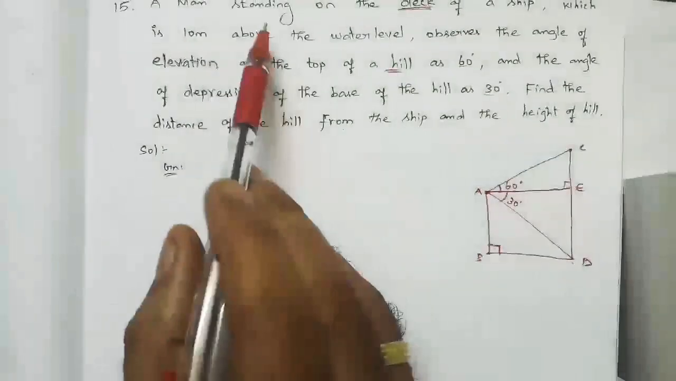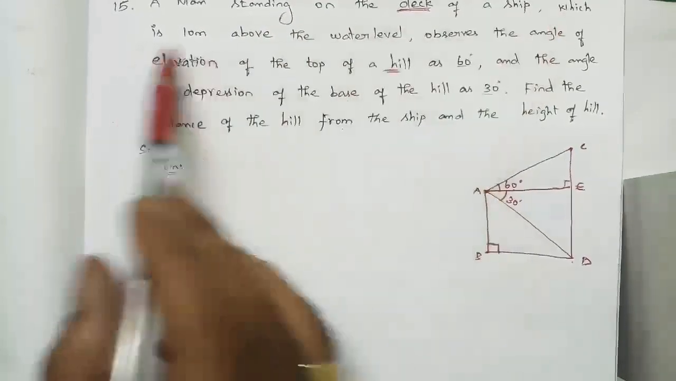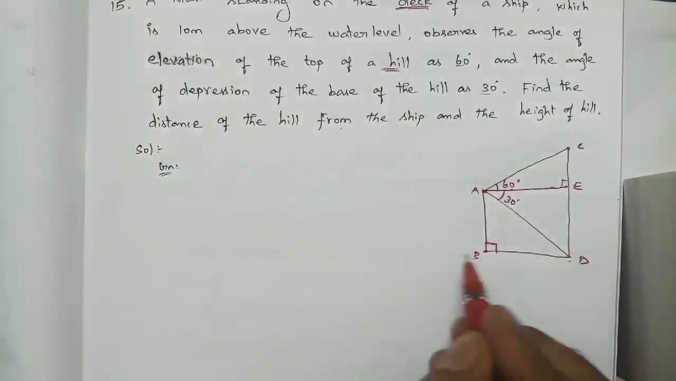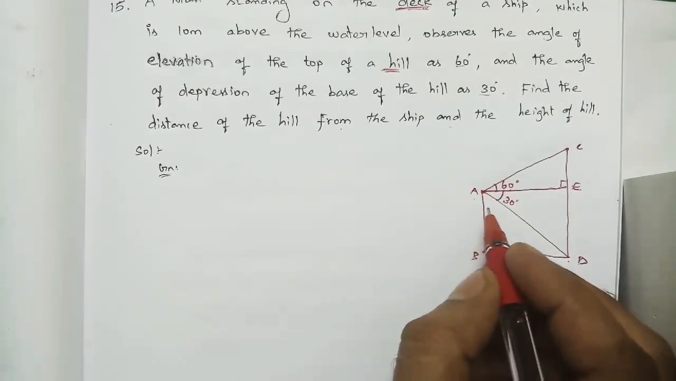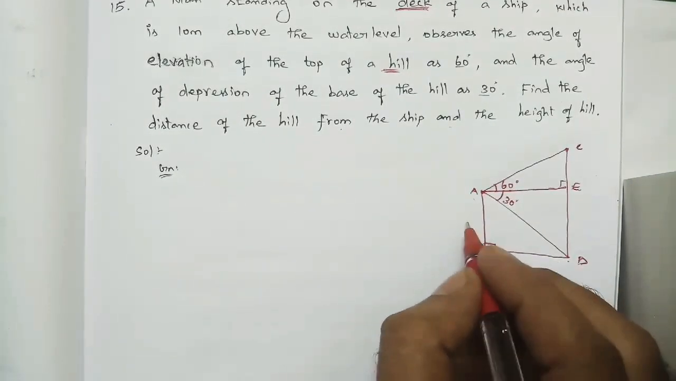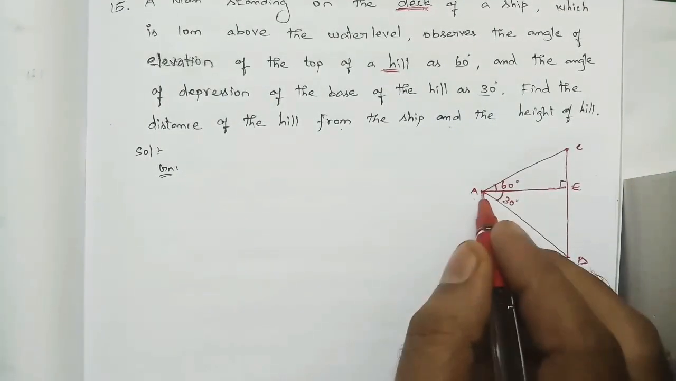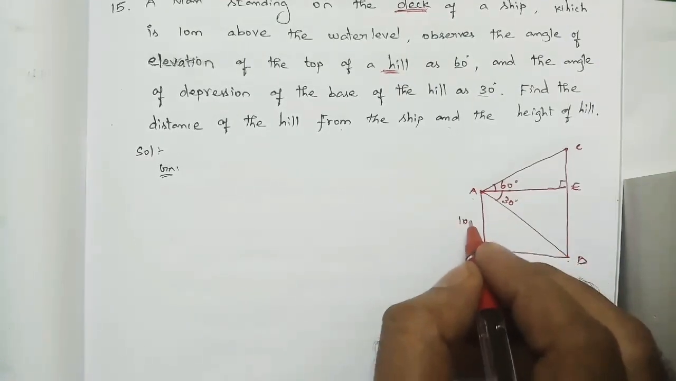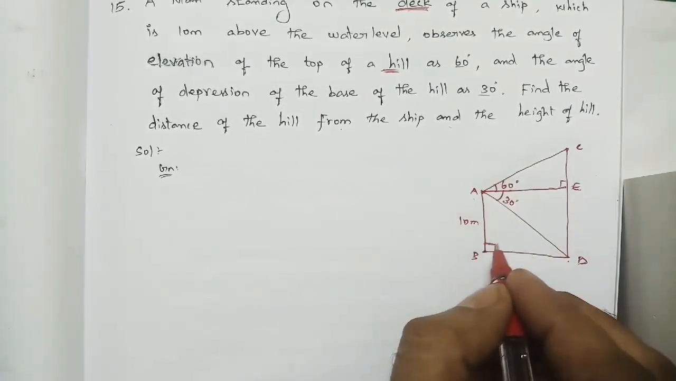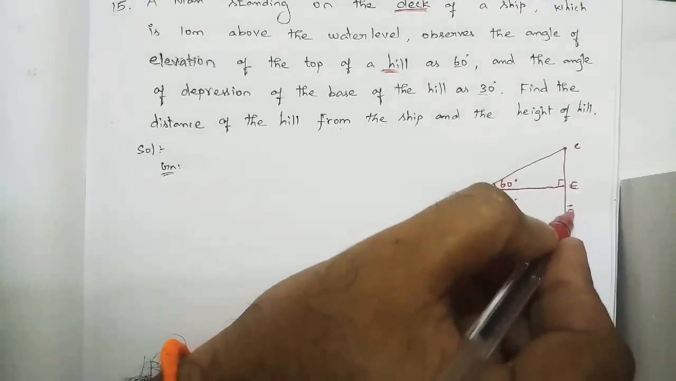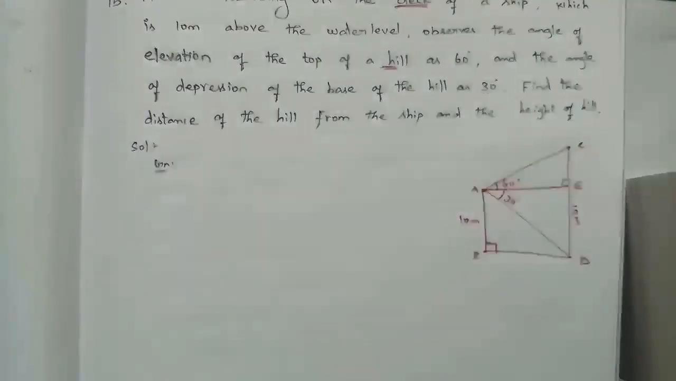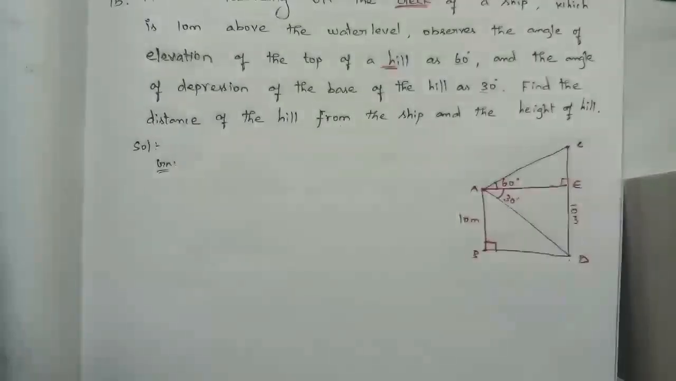What is it? A man standing on the deck of a ship which is 10 meters above the water level. So this is the water level. Above the water level means AB, right? So the deck of the ship is 10 meters, therefore the height of AB is 10 meters. If AB is 10 meters, then ED is also 10 meters, right?